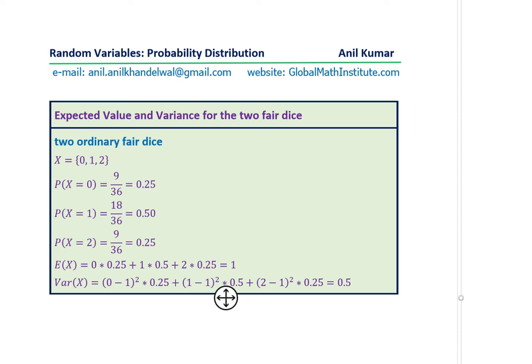So clearly, for the two ordinary dice thrown together, we found that x could have values 0, 1, and 2. And the probability for each was calculated as 25%, 50%, and 25% for x equals 0, x equals 1, and x equals 2 respectively.